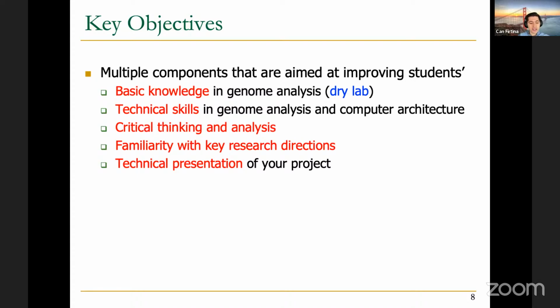The projects mostly require getting to know about the prior work. By doing so, the students are going to get familiar with the key research directions in the field. So what people are working on mostly, what are the important problems in the genome analysis field, and what are the remaining problems, like open problems in the field.